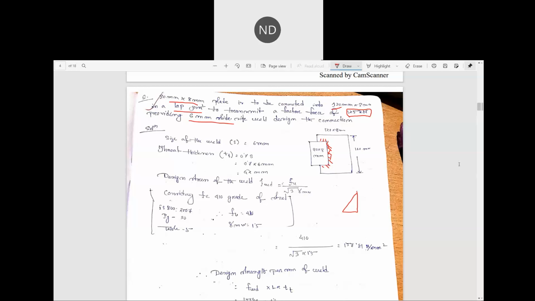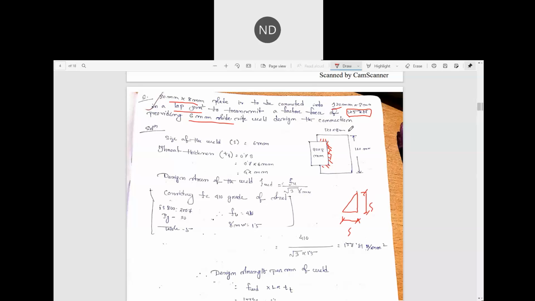Okay, fine. So size was what? Size was the length of the leg. This was your fillet welds. They look like this. These are known as the size of the weld. The leg of the weld is the size of the weld, nothing but the size of the weld.